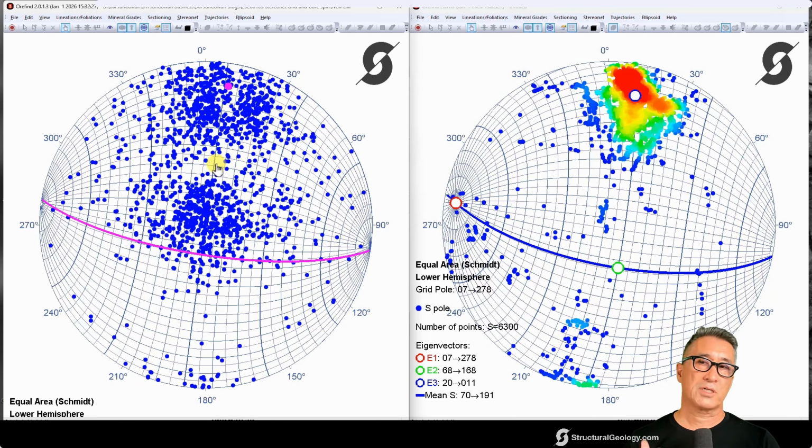If you have just one foliation, you have no excuse. I mean, if it's consistent, then it should plot in the same area on the stereonet. And if you have two foliations, make sure you know how to identify the difference between the two. The second foliation would be a crenulation cleavage, so you should be able to identify it. Okay, moving on.